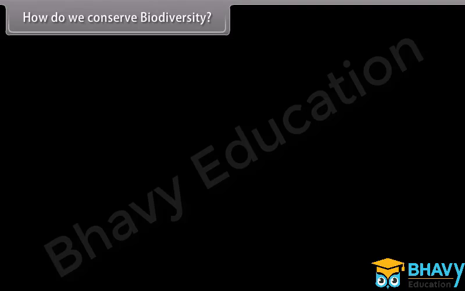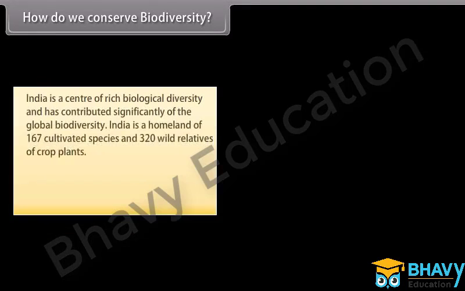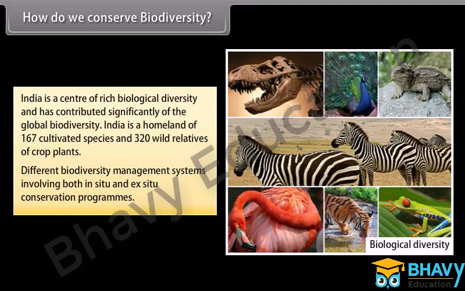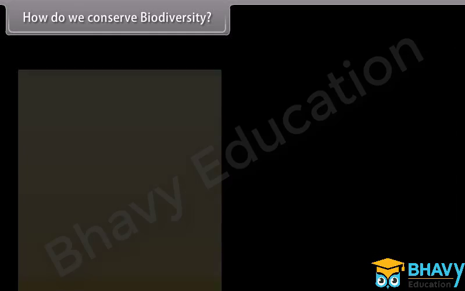How do we conserve biodiversity? India is a center of rich biological diversity and has contributed significantly to the global biodiversity. India is the homeland of 167 cultivated species and 320 wild relatives of crop plants. Different biodiversity management systems involve both in situ and ex situ conservation programs.